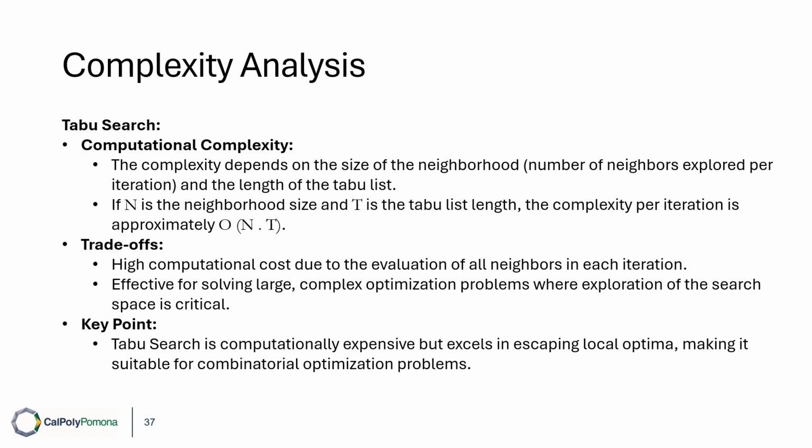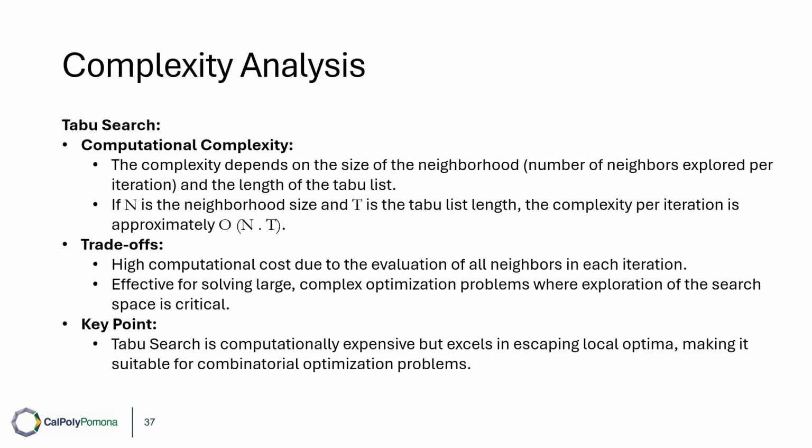And now let's analyze their computational complexity and trade-offs in these slides. So for tabu search, the computational complexity depends on two key factors: the size of the neighborhood, which is the number of neighbors evaluated per iteration, and the length of the tabu list. If we denote the neighborhood size as n and tabu list length as t, the complexity per iteration is approximately big O of n times t. This means that computational costs increase linearly with the number of neighbors and the size of the tabu list.